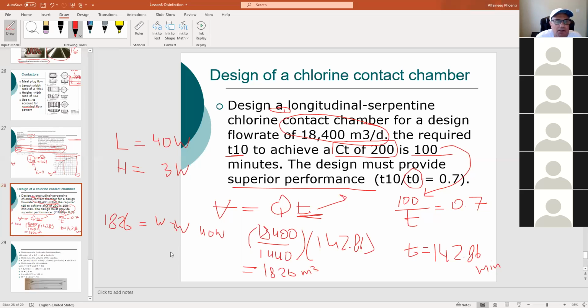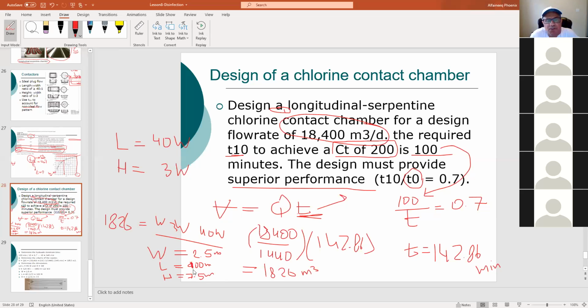And from here you solve for W, go back to L, go back to H. W becomes 2.477, which you just round up to 2.5. Okay, thank you. How much is L, your length? L becomes 99.11, which is about 100. Your depth or height, H, is 7.433, which is about 7.5. Okay, thank you.